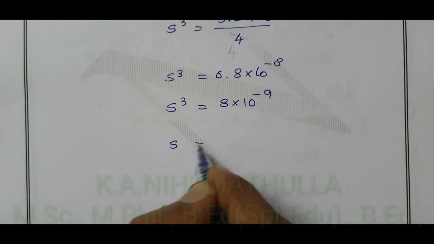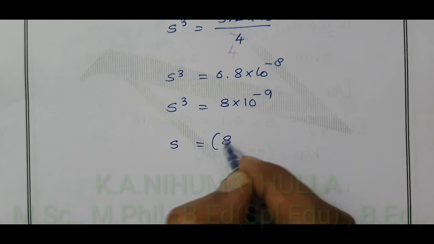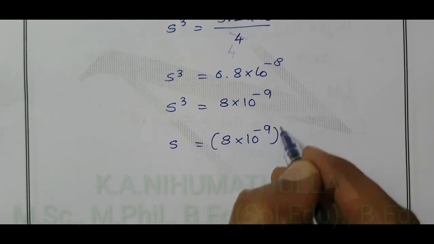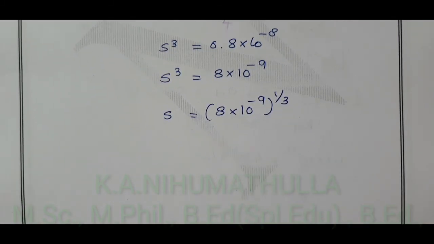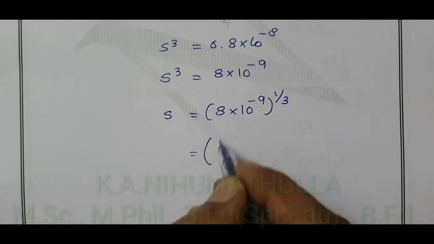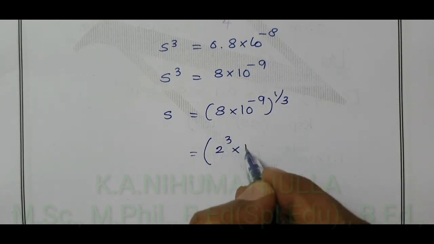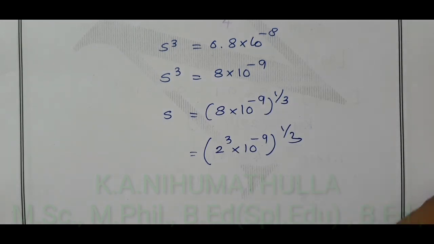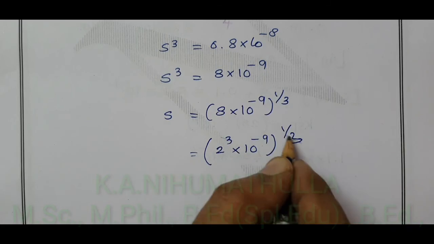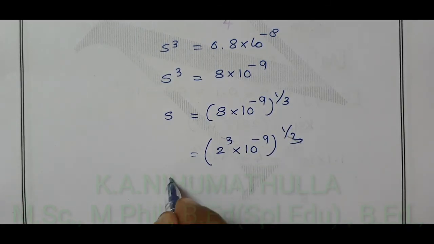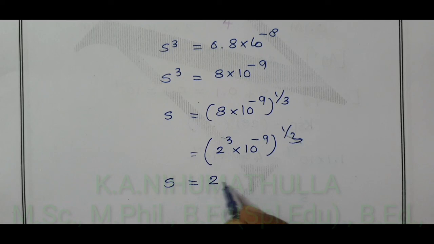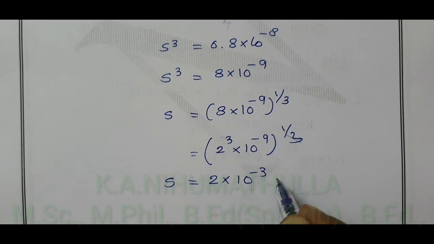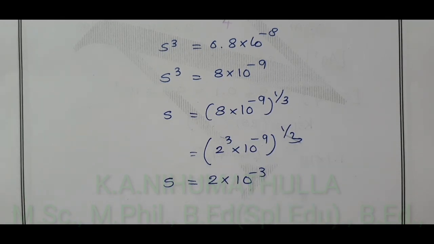S is equal to cube root of this quantity, 8 into 10 power minus 9 power 1 by 3. That is equal to, we can write that 8 as 2 power 3 into 10 power minus 9, power 1 by 3. Now cancel. This 3 gets cancelled, 1 3 is 3. 3 3s are 9. Cube root of the right hand side value is 2 into 10 power minus 3. This is the molar solubility of lead iodide that can be calculated from solubility product value.